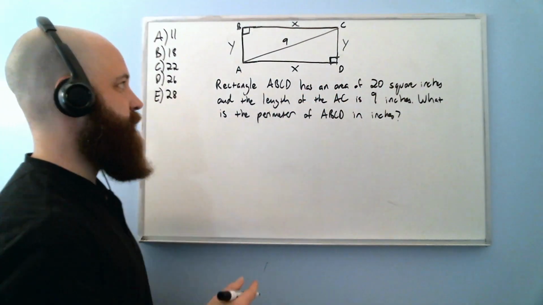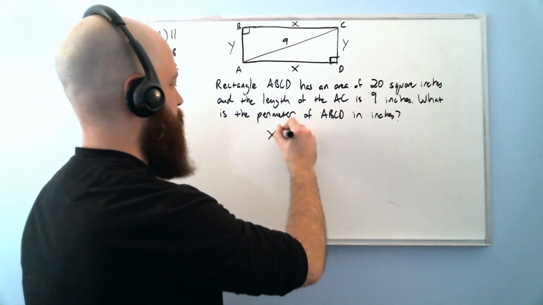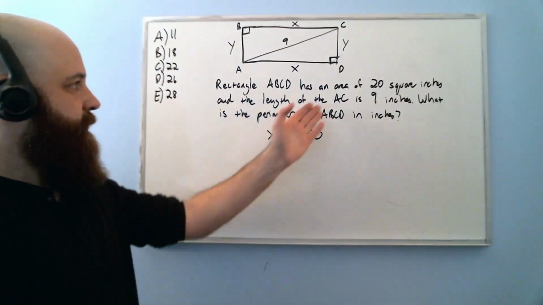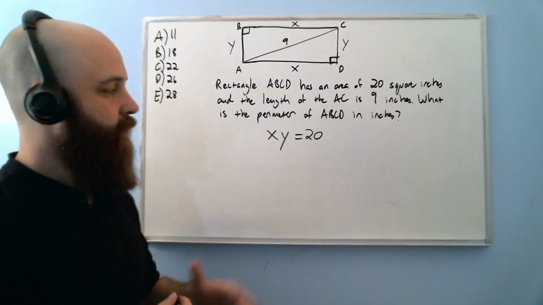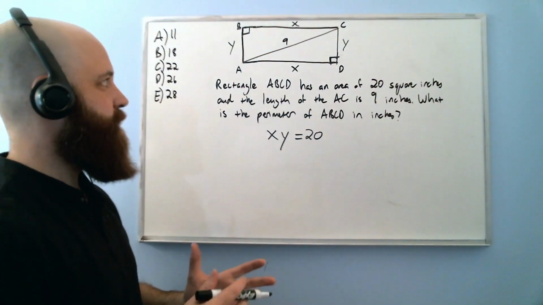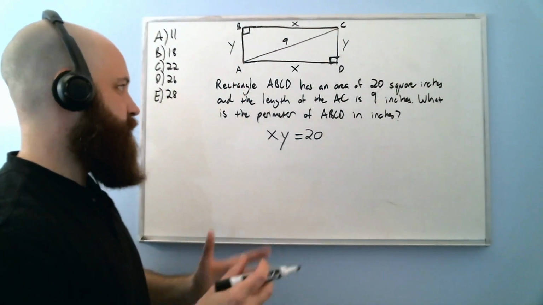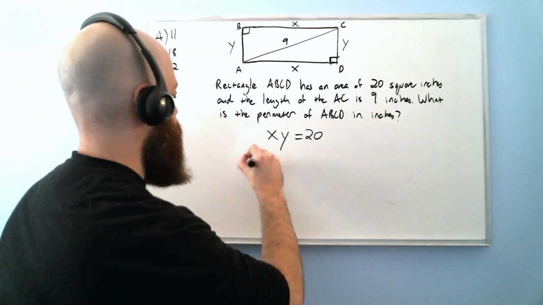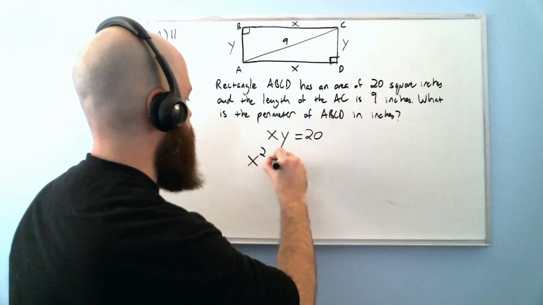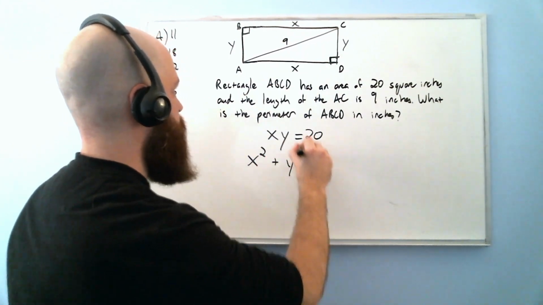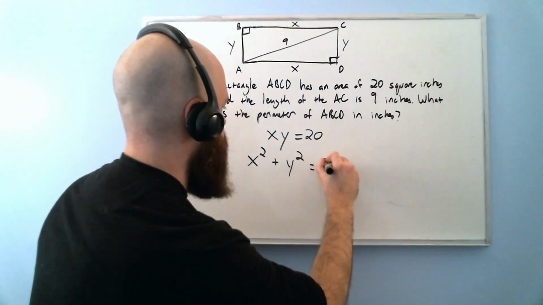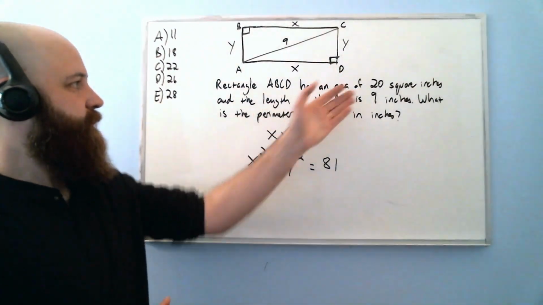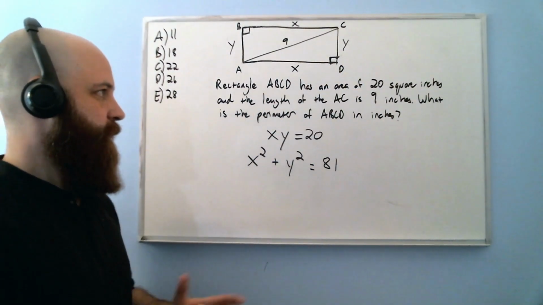If the area is 20 square inches, well, length times width gives me the area of a rectangle, so I can say xy equals 20. What about the fact that AC is 9 inches? Well, notice when you draw the diagonal of a rectangle, you create a right triangle. And you can use the Pythagorean theorem to relate the sides of a right triangle, so that will help me write an equation for that other piece of information. I can say x squared plus y squared is equal to 9 squared. So 9 squared is 81. Okay, so I've successfully translated these numbers into algebraic expressions, but let's keep going.